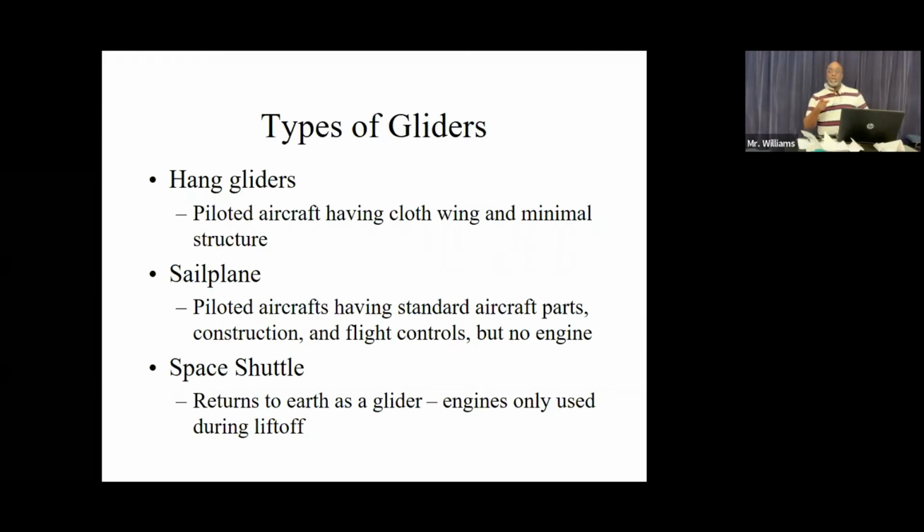This was news to me. The space shuttle, when it's returning to Earth, does so as a glider. There are no engines involved. It simply glides to the ground. I didn't know that until I did the research for this. The engine is only used for takeoff.